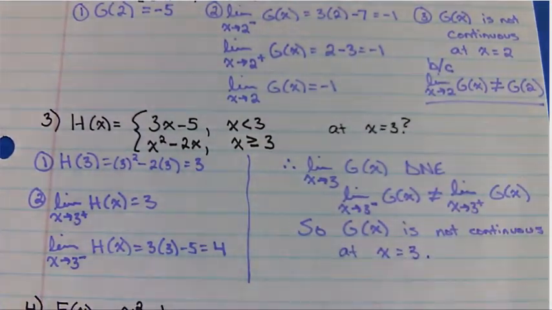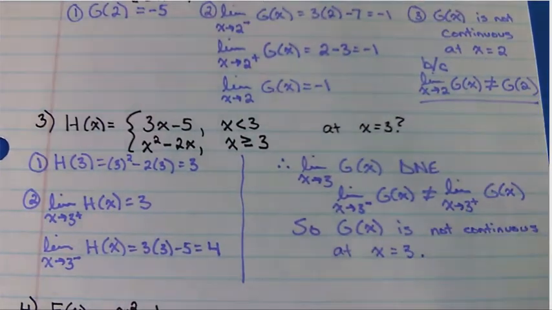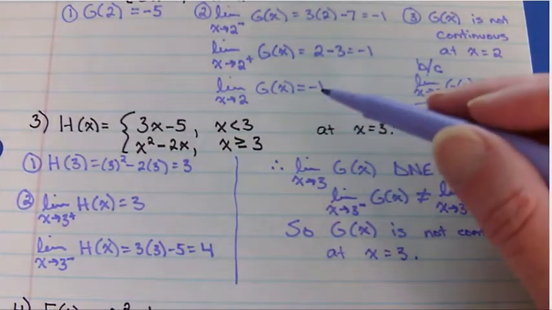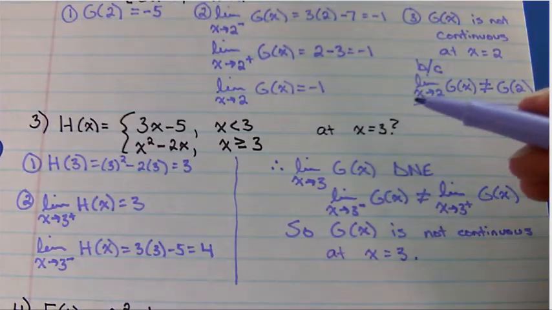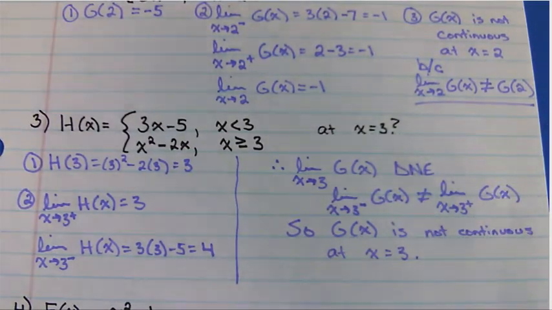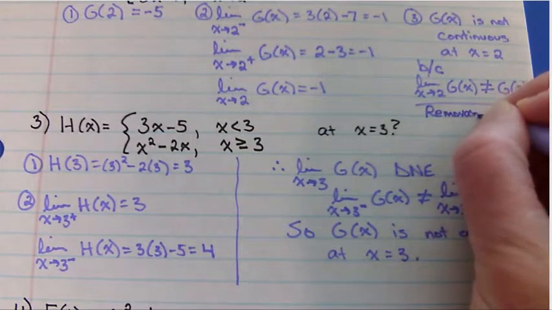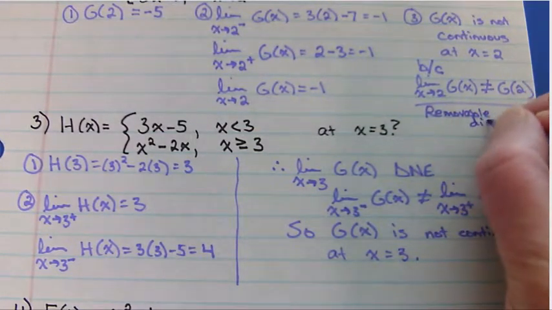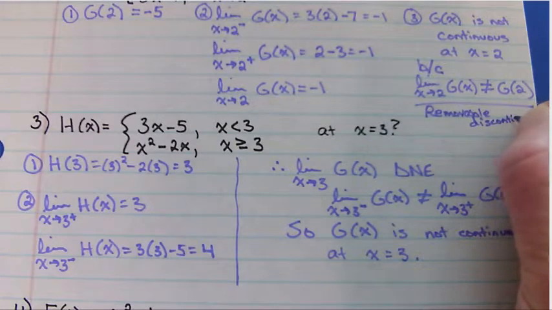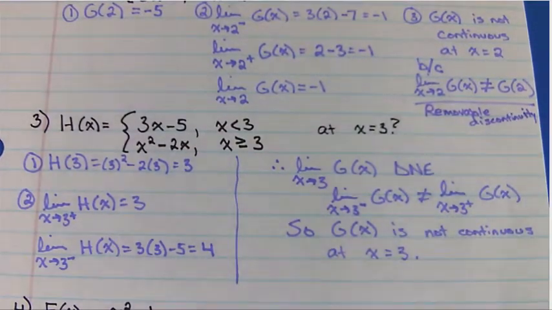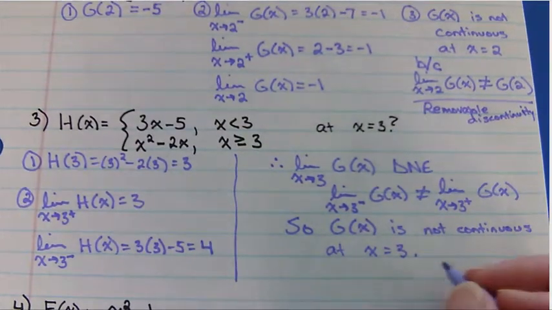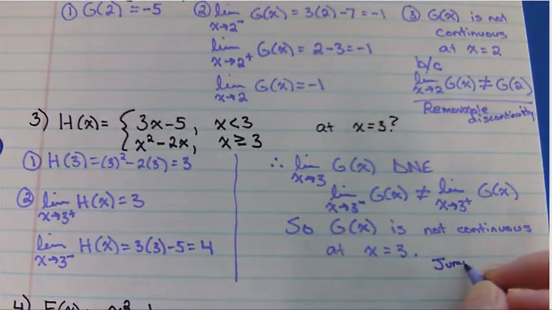Okay, so on this one, the limit did exist, but it wasn't the same as the point. So if the limit did exist, that would be a removable discontinuity. There's a hole there. Now this one, the limit from the left didn't meet the limit from the right, so this would actually be a jump discontinuity.